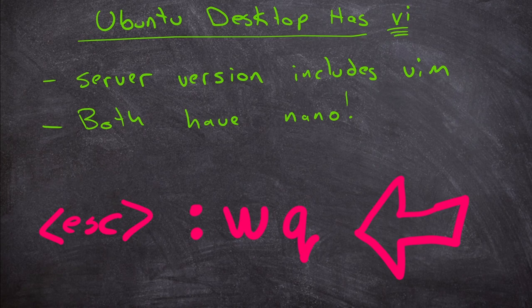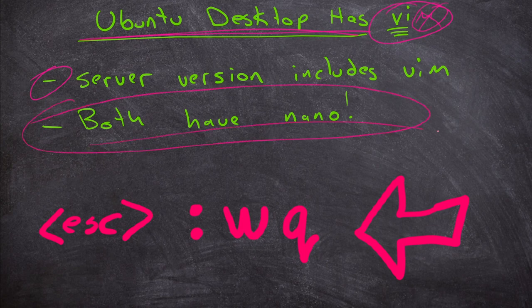And while yes, the Linux Plus exam specifically mentions VI and Vim, it's important on a regular day-to-day basis as well, because Ubuntu Desktop has VI installed. It does not have Vim. So Vim is not installed by default on Ubuntu Desktop. Now, Ubuntu Server version, it does include Vim by default. And remember when I said that you should always use Nano unless you have a reason not to use Nano? Nano is installed on both of them and it works just beautifully.